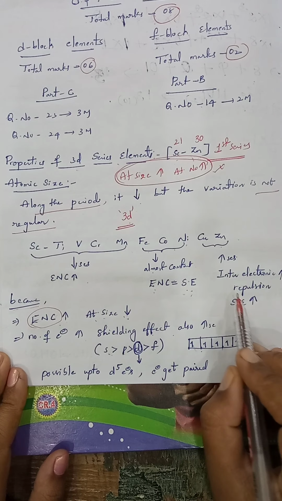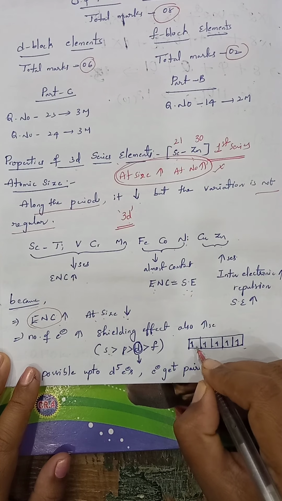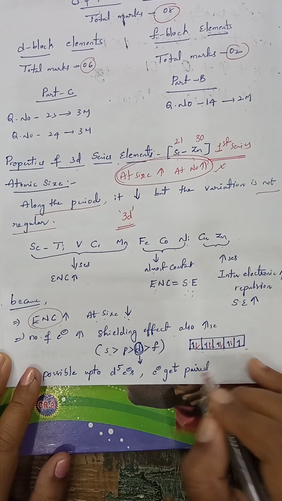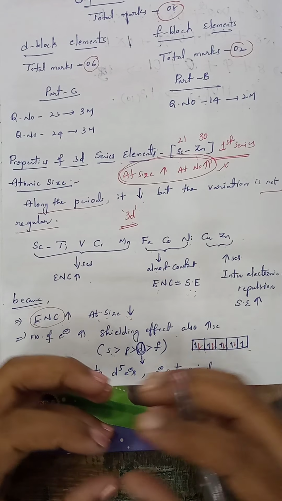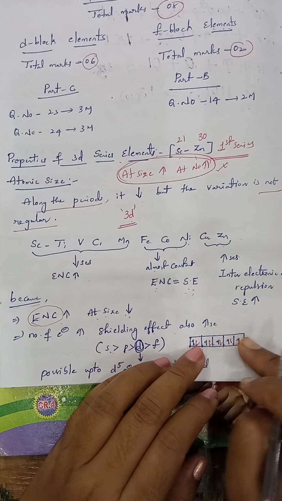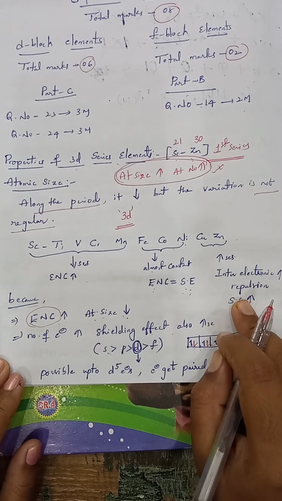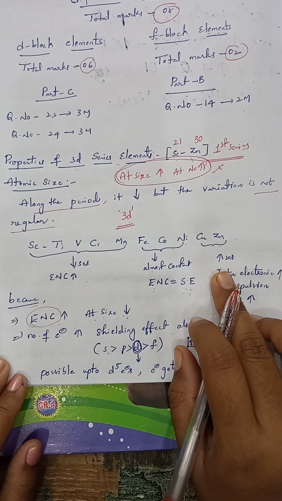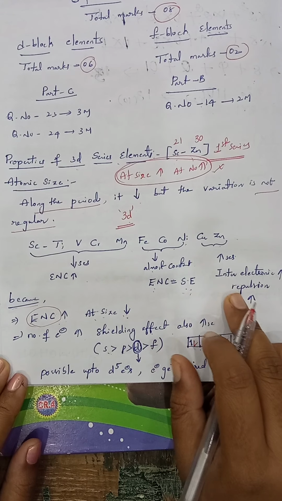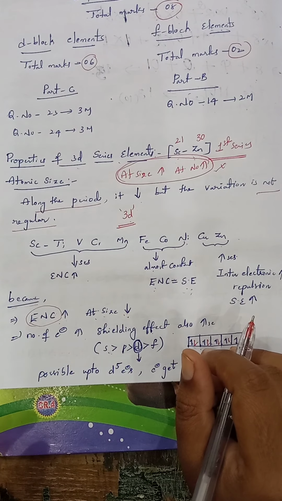This is due to interelectronic repulsions. See, after copper and zinc, pairing of electrons will start. Once the electrons get paired, the interelectronic repulsions also increase. Once interelectronic repulsions increase, shielding effect also increases. Once the shielding effect increases, atomic size also increases. Remember, shielding effect and atomic size are directly proportional. Effective nuclear charge and atomic size are inversely proportional.